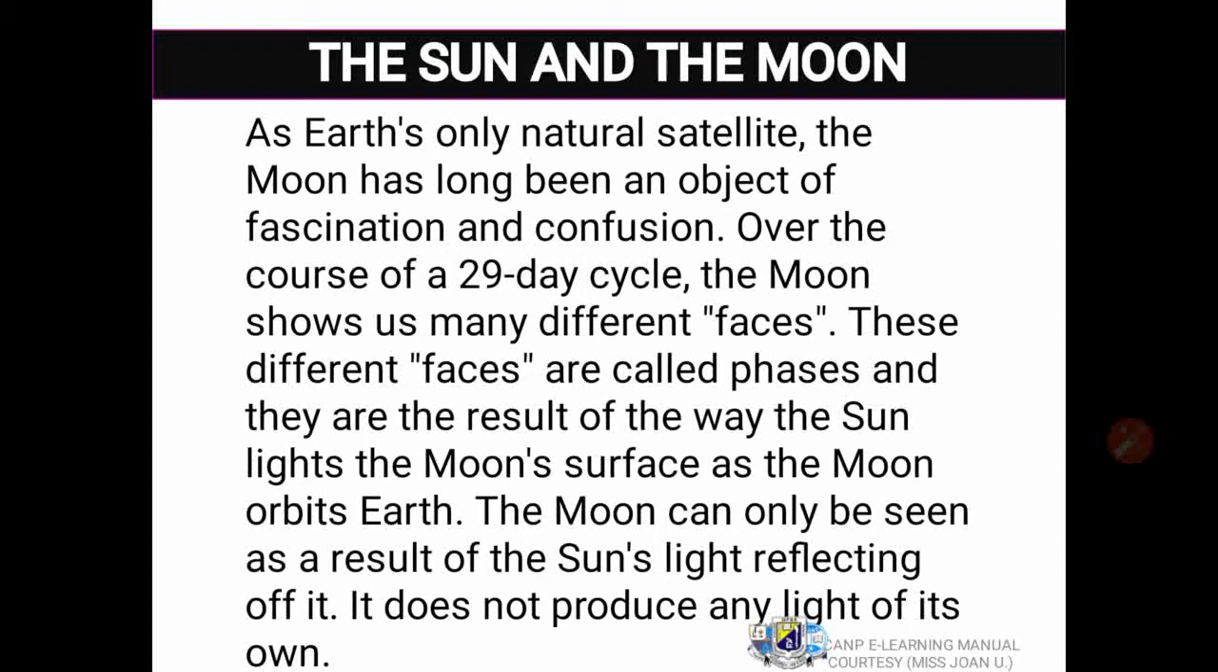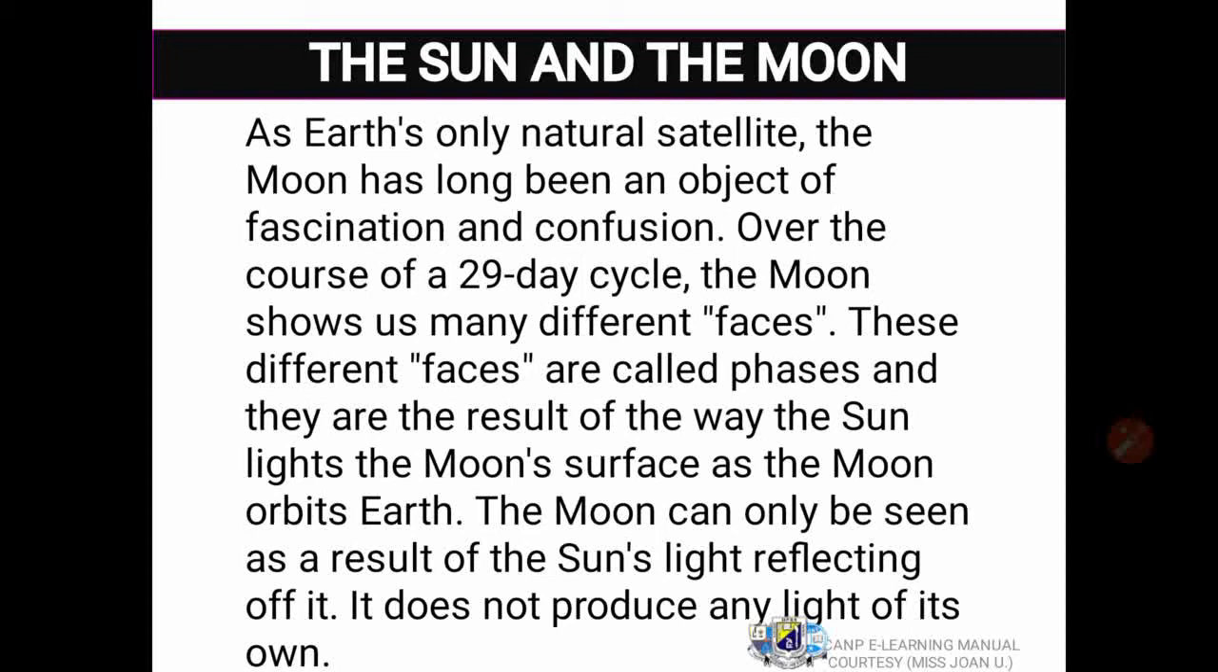Over a course of a 29-day cycle, the moon shows us many different phases. These are called phases, and they are the result of the way the sun lights the moon's surface as the moon orbits Earth. Okay, now we told you there is movement of this celestial body. The moon is orbiting the Earth, as the Earth is orbiting the sun. The moon can only be seen as a result of the sun's light reflecting off it.